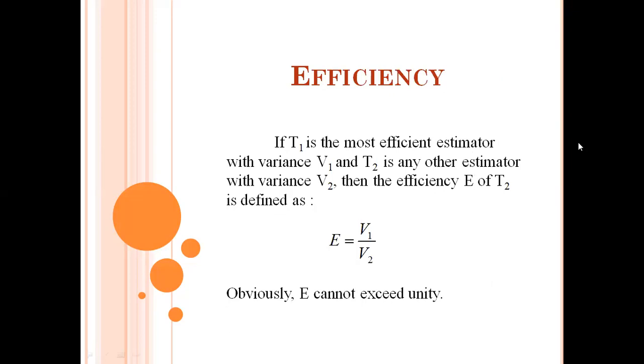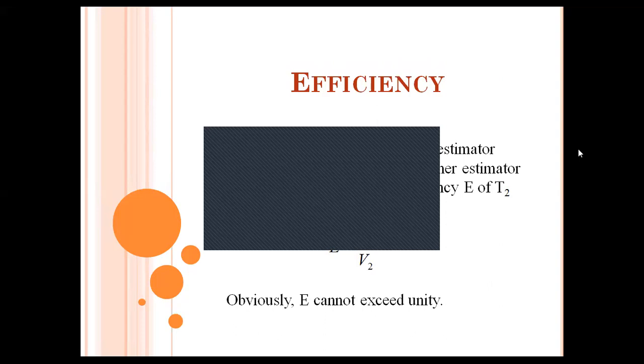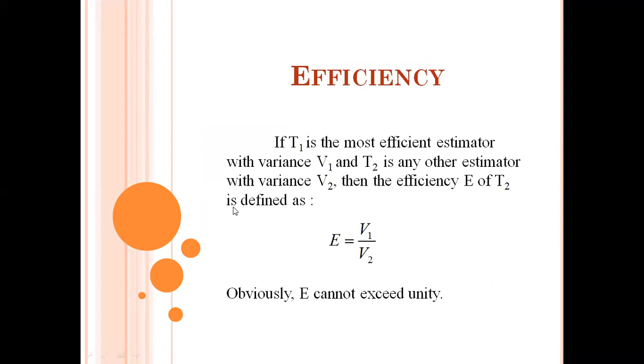Next one is efficiency. For efficiency we are considering two estimators, T1 and T2. In this, T1 is the most efficient estimator with variance V1. That means T1's variance is less than the other variance, and T2 is any other estimator. If we want to find the efficiency of T2, then E is equal to V1 by V2. That means the most efficient estimator's variance divided by the variance of any other estimator. By this we are finding the efficiency.